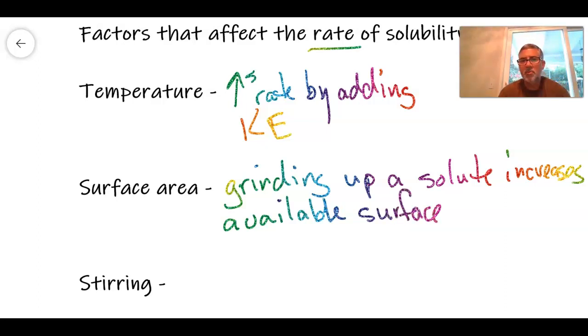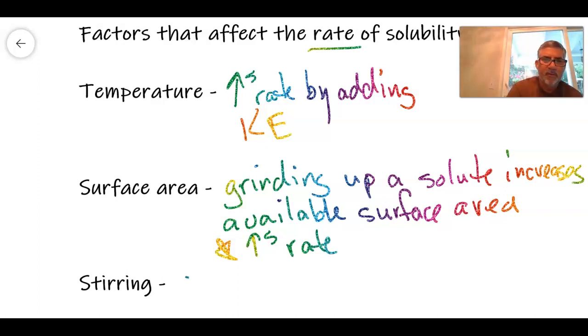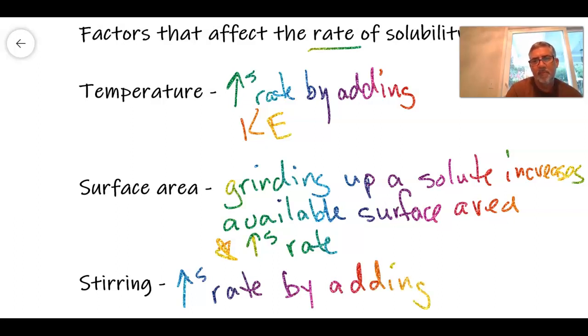Grinding makes particles smaller, and it increases surface area. So it increases rate by increasing surface area, and stirring increases rate by adding kinetic energy, just like the top one. Okay, so all of those.